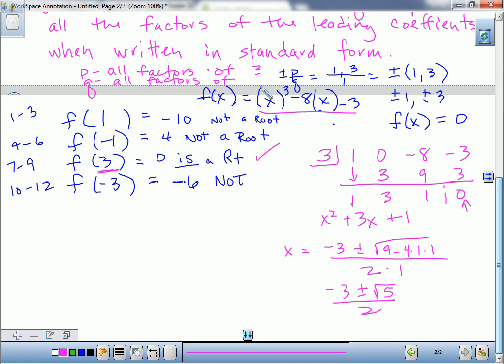So this cubic has 1 rational root. My roots are x equals 3, which was one we found using the rational root theorem. Then we did synthetic division, and this is a rational root. These are irrational roots.